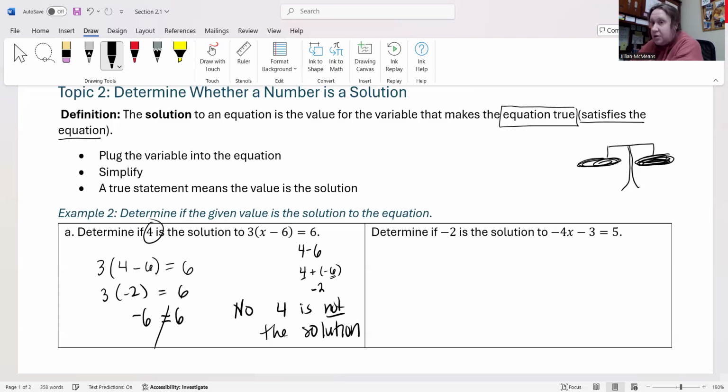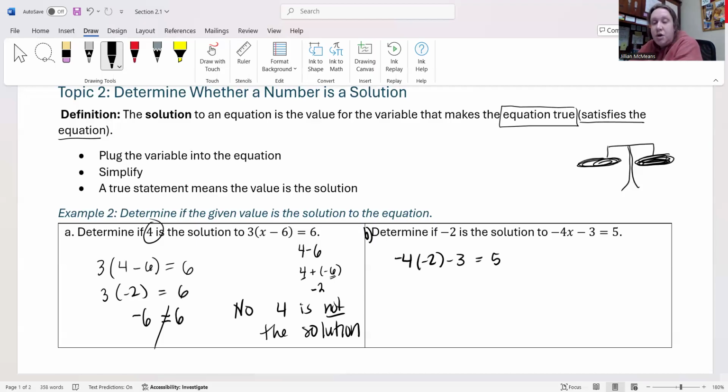Okay? And now let's just repeat that process for part B. Somehow I lost my part B. I'll fix that at some point. But it says determine if -2 is the solution to -4x minus 3 equals 5. So we're going to do the same thing. We're going to rewrite this equation. Anywhere I see an x, I'm going to replace it with a -2. So I get -4 times -2, minus 3. I need to know, does this equal 5?